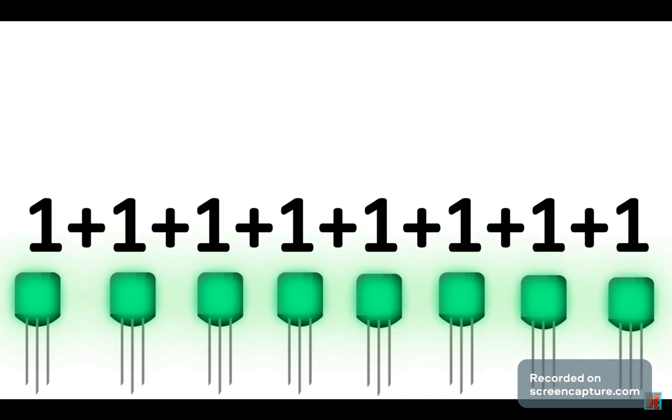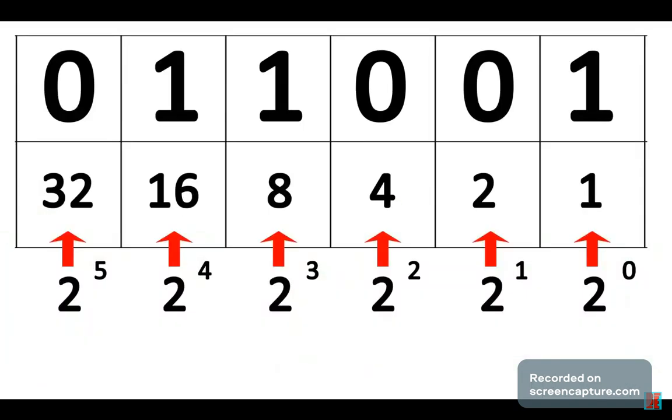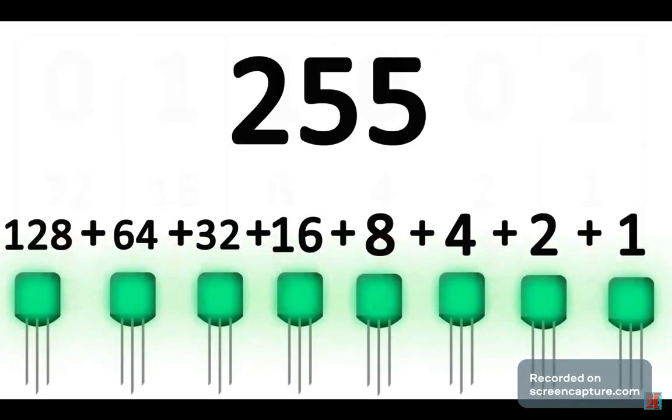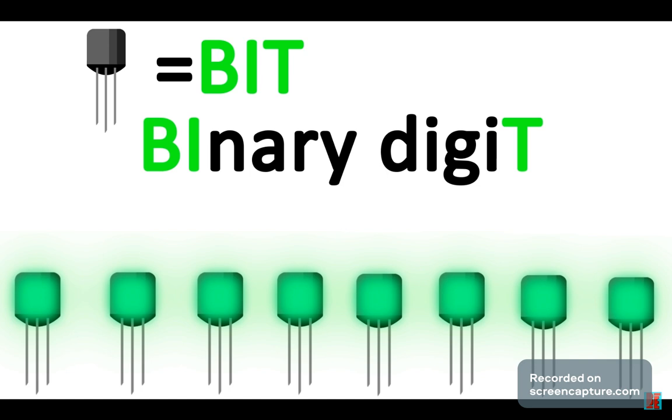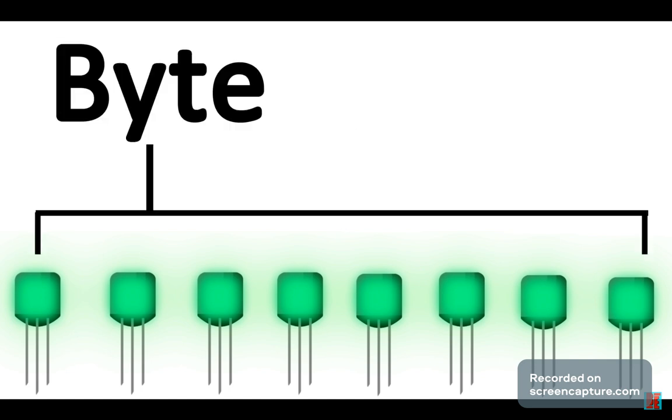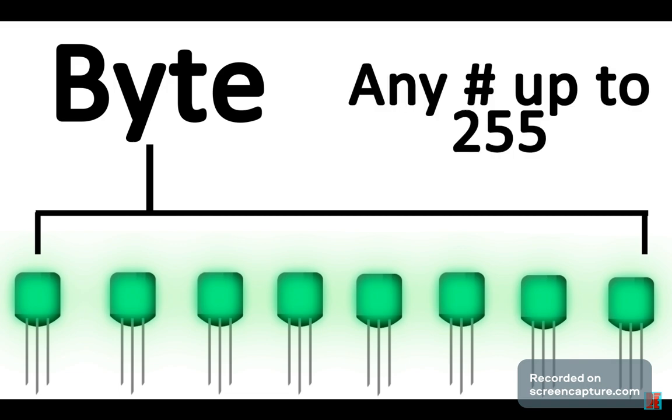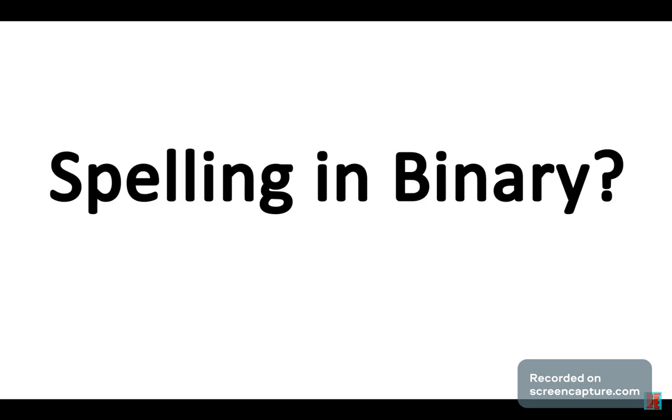8 transistors using the tally system could represent a number as large as 8 by turning all of them on. With binary, we can represent a number as high as 255. An on switch means a 1, and an off switch means a 0. Now is a good time to mention that a single transistor is what's known as a bit, which stands for binary digit. A byte is 8 of these bits in a row, which means any number between 0 and 255. So if binary is just a system of counting, what do people mean when they explain how to spell things in binary? Well, what they really mean is how to spell things with ASCII.